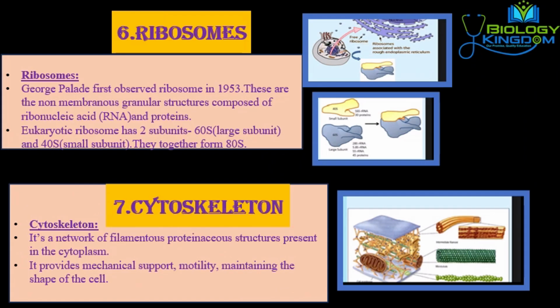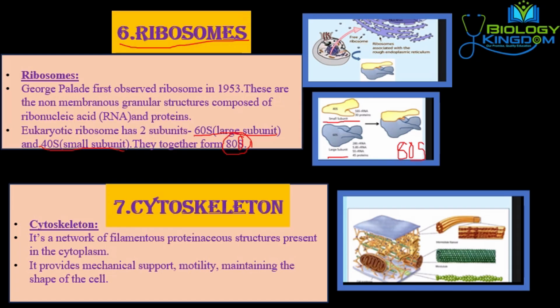Moving on to the next cell organelle, it is the ribosomes. Ribosomes have two kinds of subunits, wherein 60S is the larger subunit and 40S is the small subunit. Together they form 80S. S here is the sedimentation coefficient. If you observe the figure here, this is the smaller subunit, this is the larger subunit. Together they form the 80S ribosome.